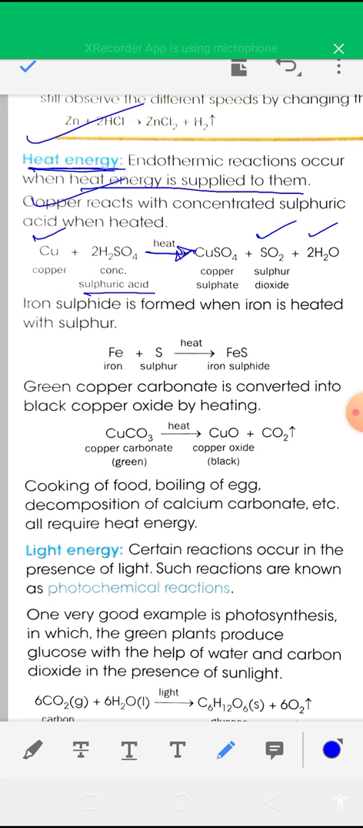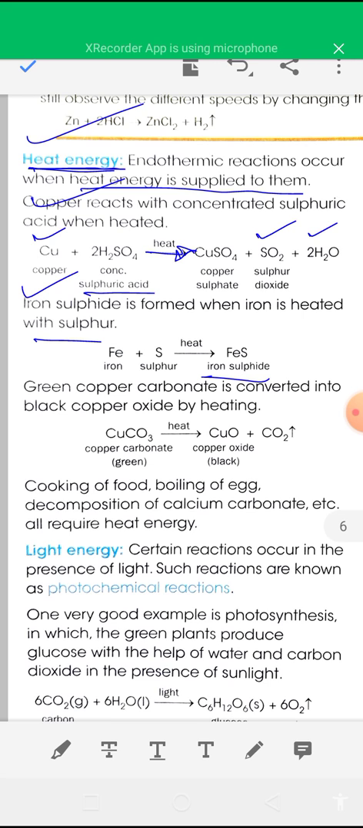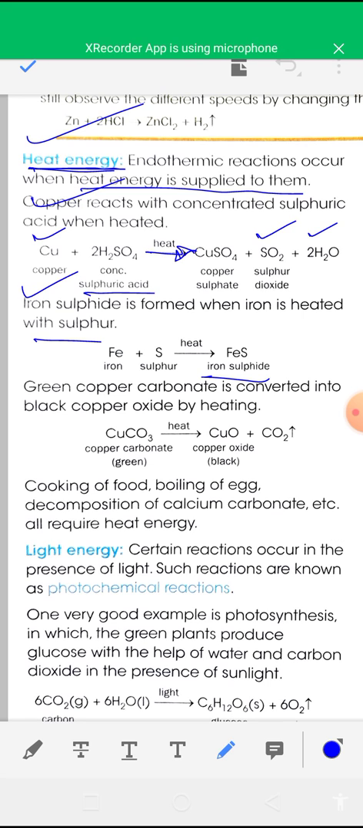Similarly, iron sulfide, FeS, is formed when iron is heated with sulfur. So supply of heat energy is an important condition for endothermic chemical reactions. Next condition is light energy, supply of energy in the form of light.